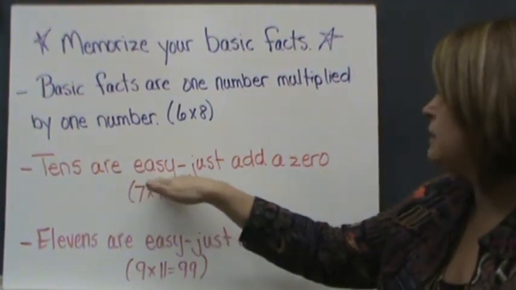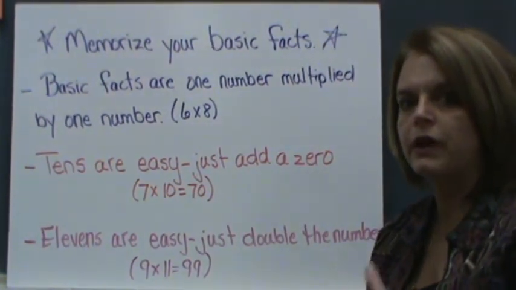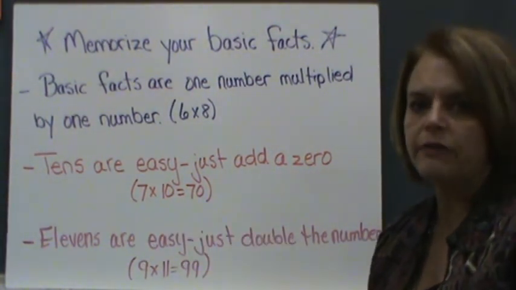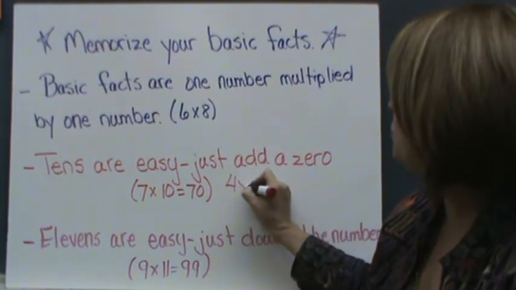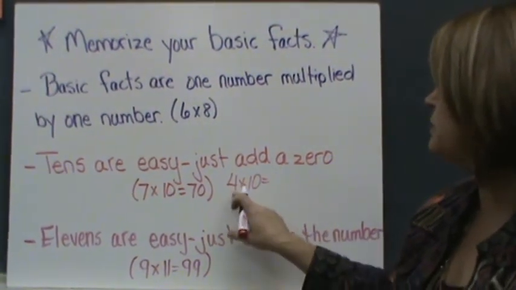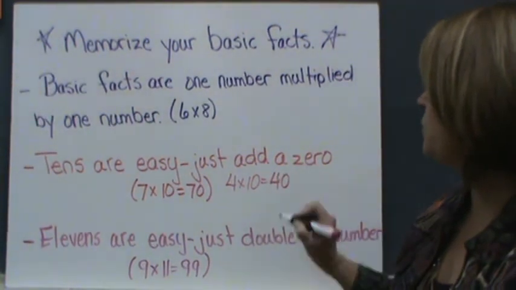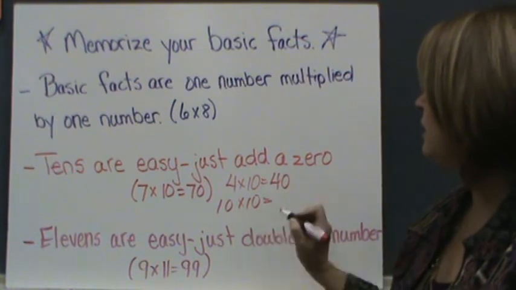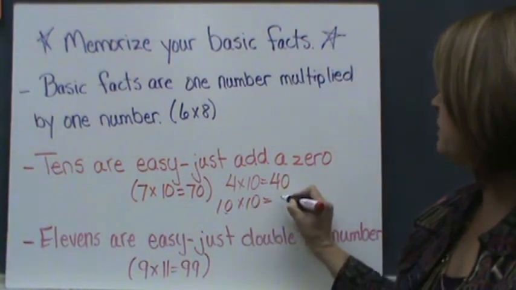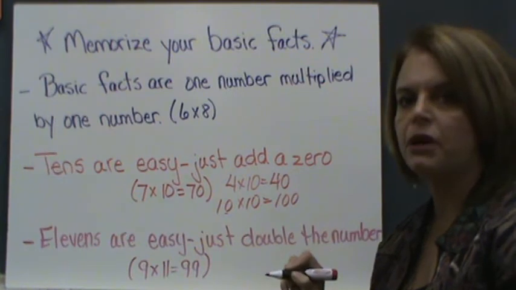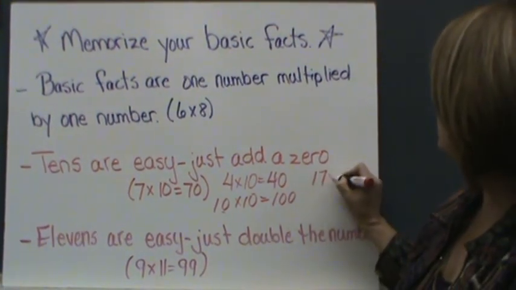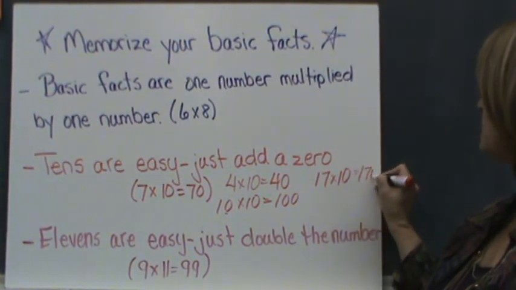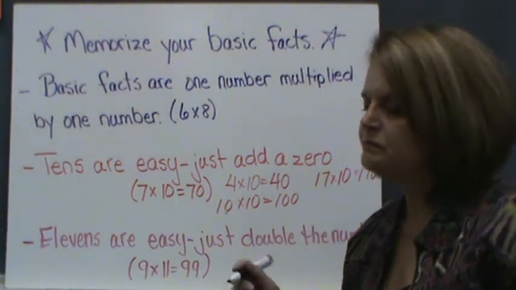Tens are easy because all you have to do is just add a 0 to the other number when you multiply by 10. So 10 times 7 is going to give me 70. What about 4 times 10? I'm just going to add a 0 to the other number. It's going to give me 40. What about 10 times 10? All I'm going to do is add another 0 to that first number. It's going to give me 100. What about 17 times 10? I'm just going to add a 0 to the other number. My product is 170. So 10s are easy.